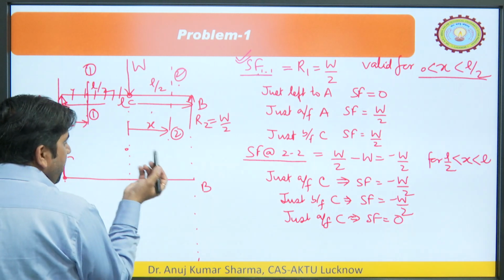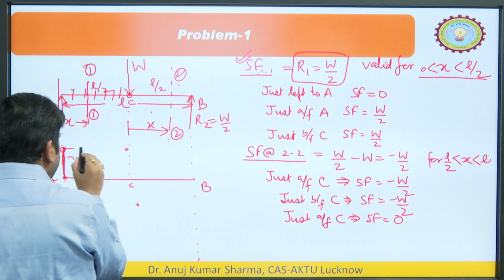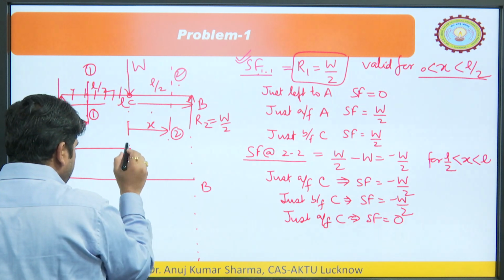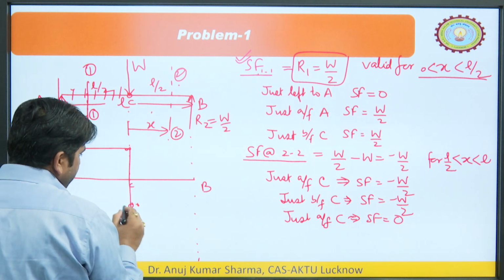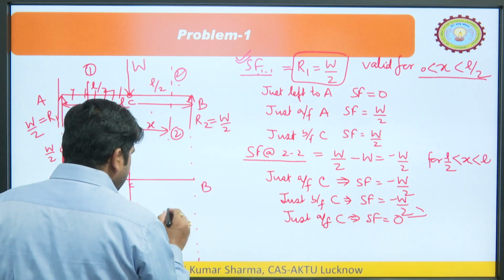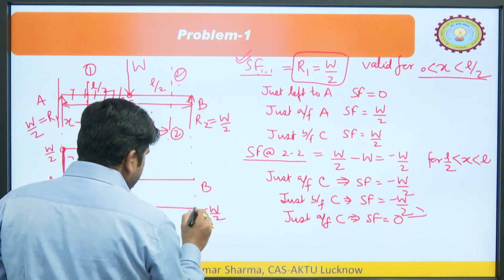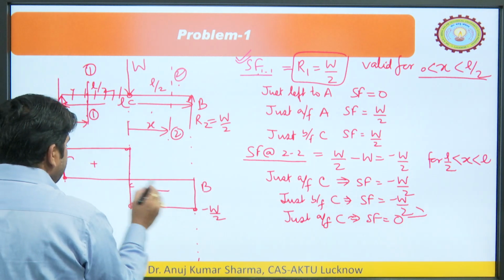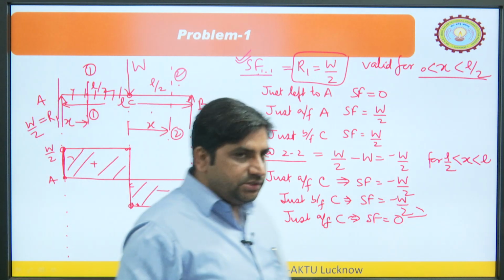So, from here to here how should we join? This is the equation of a straight line. You can match these 2 points by a straight line, because these points are expected to lie on the same point. Just before B what value we have? Minus W by 2. So, this is minus W by 2. We can match this point, and just after B what is it? 0. So, we can match. This is positive, this is negative and this is the shear force diagram.